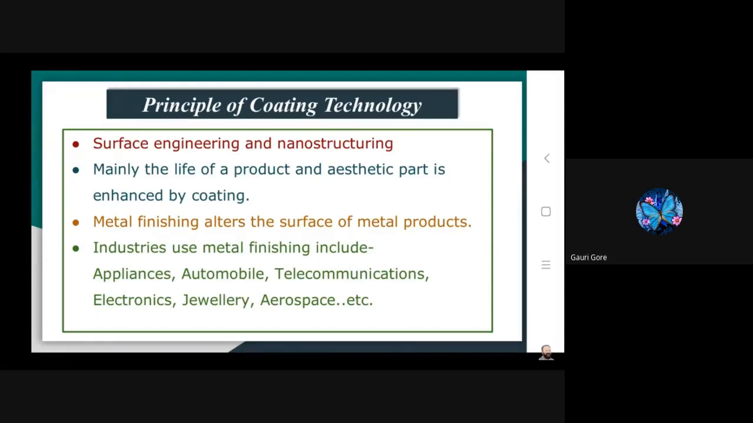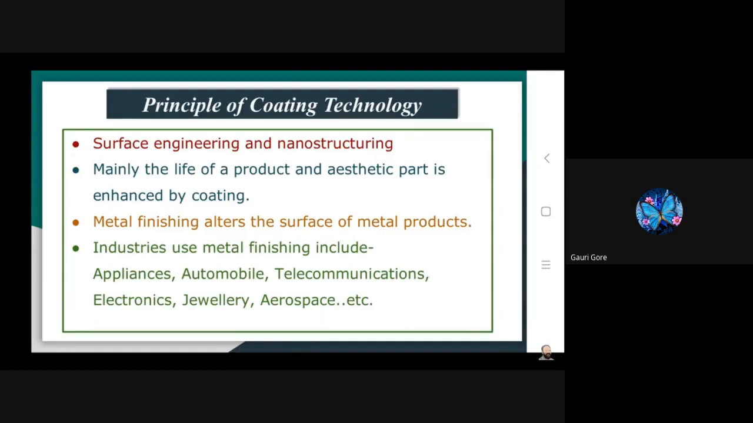The basic aim of coating technology is to improve the surface properties, and in most cases we try to improve or enhance the wear resistance characteristics of a particular surface. So this is the main aim. Therefore, by introducing a coating on a particular surface, the life of the product can be increased, and sometimes we can also bring some aesthetic value by introducing the coating on that surface.